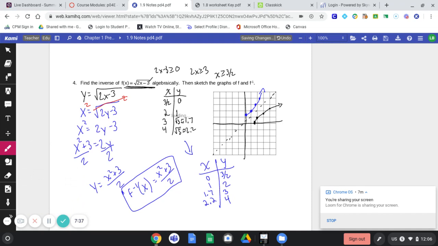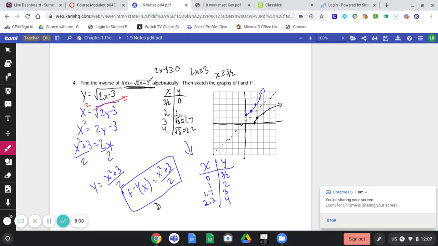So the reason this is the case is the domain of my original, this is my domain here, becomes the range of my inverse. So my domain is x is greater than or equal to 3/2. You can see that the range of the inverse is now y is greater than or equal to 3/2. Whereas the range of my original, we can see it's all numbers greater than or equal to 0. That becomes the domain of my inverse. So all numbers greater than or equal to 0.